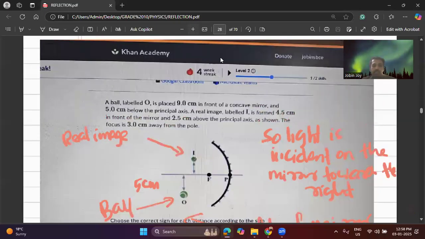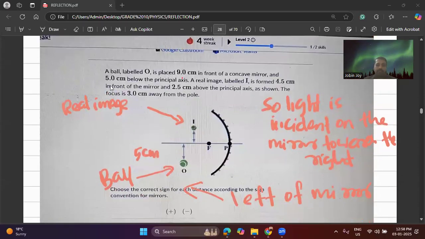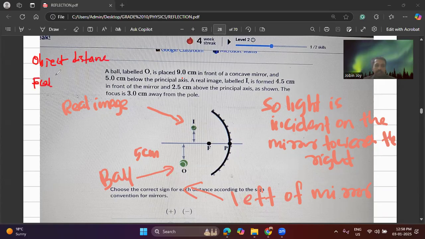So I will write here: object distance, focal length, then image height.